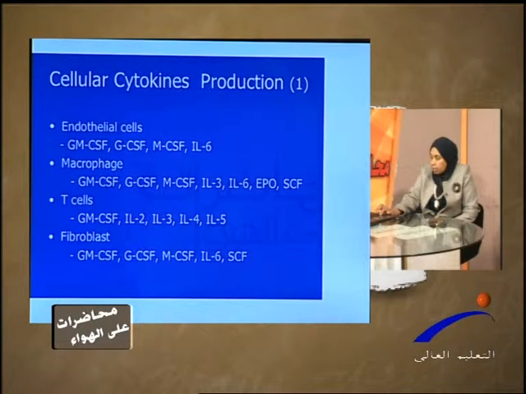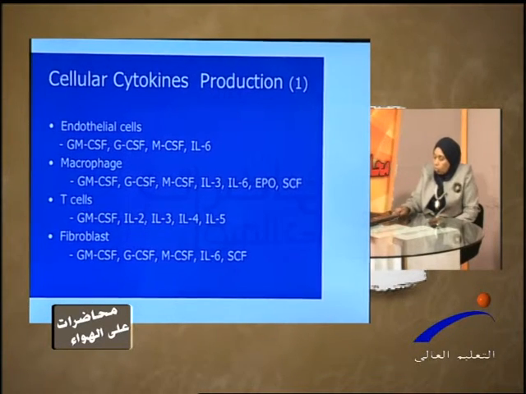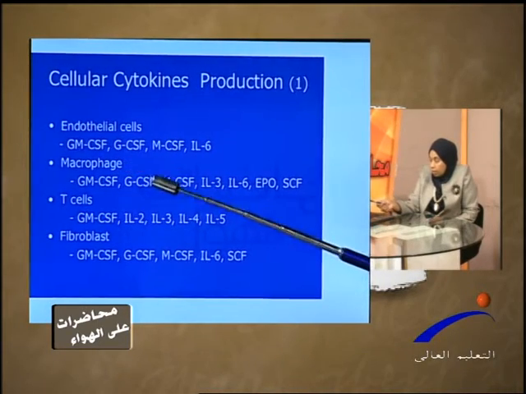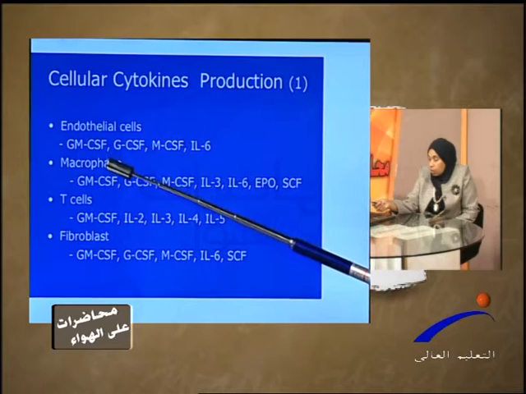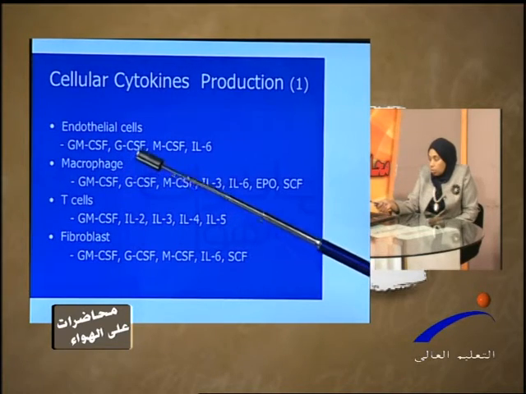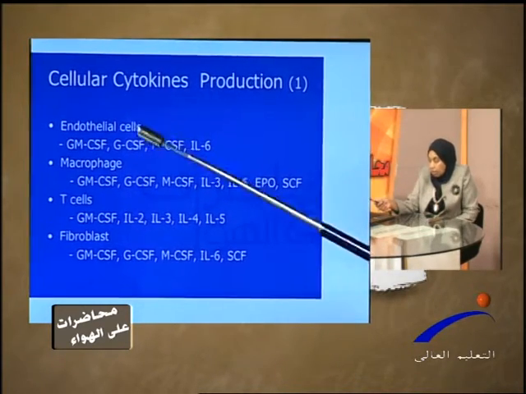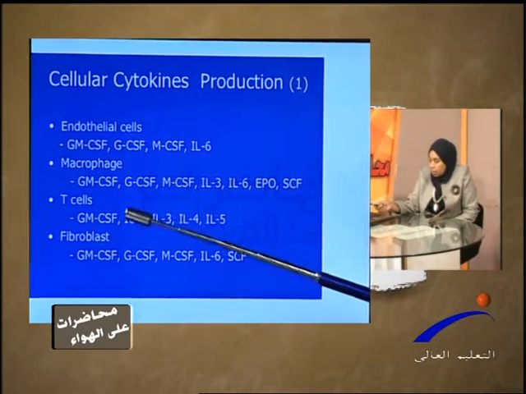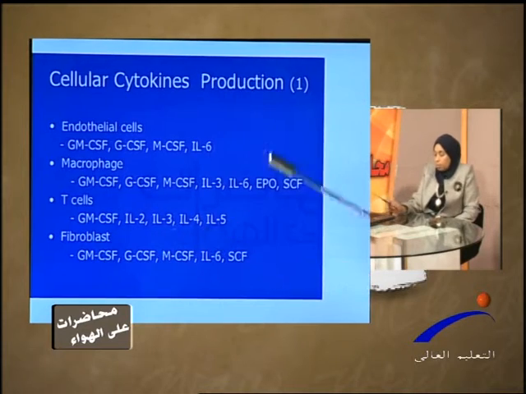Endothelial cells can also secrete growth factors, and this is a different source of growth factors, like granulocyte-monocyte colony-stimulating factor and granulocyte colony-stimulating factor, which are released from the endothelial cells. Some other growth factors are released from macrophages, and some are released from the T cells and from the fibroblasts.